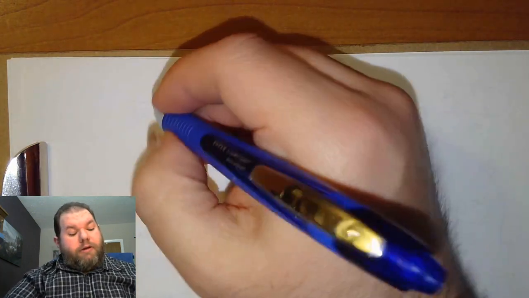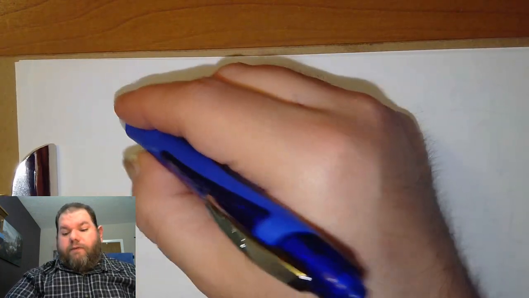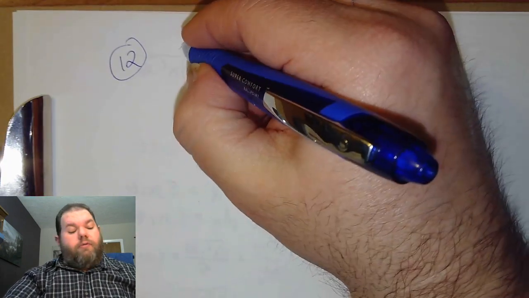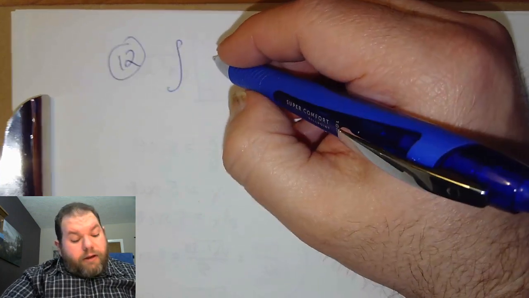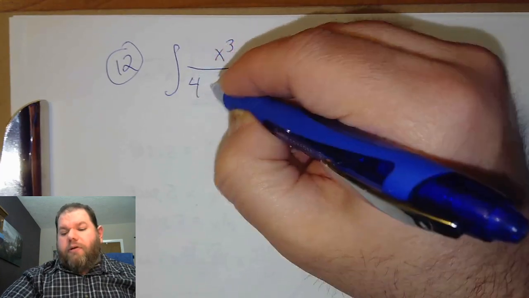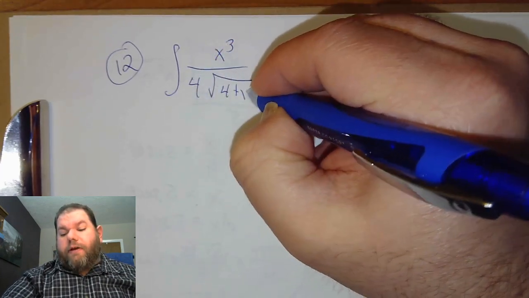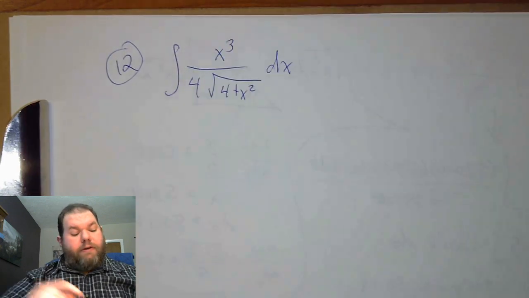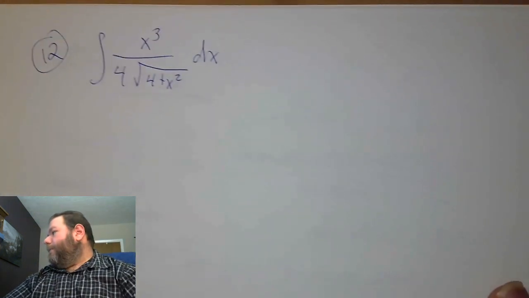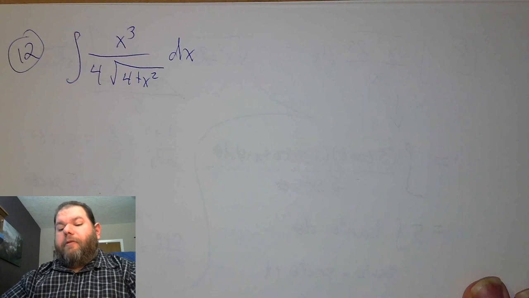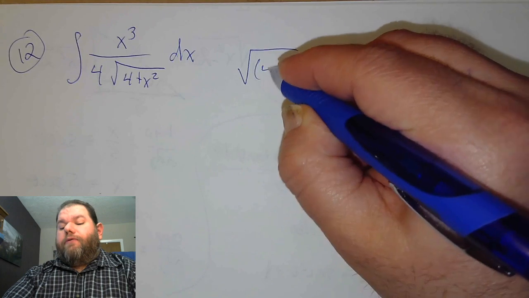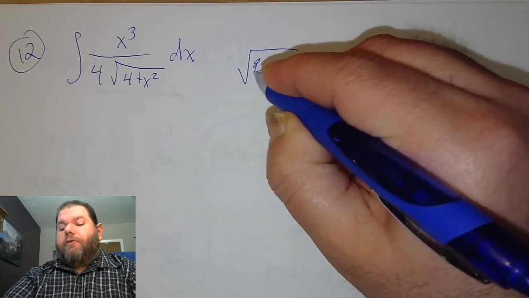Okay, this will be number 12, which is the integral of x cubed over 4 times the square root of 4 plus x squared dx. So we look at our radical. Our radical is 4 plus x squared. I don't know why I put a parenthesis there. Sorry.